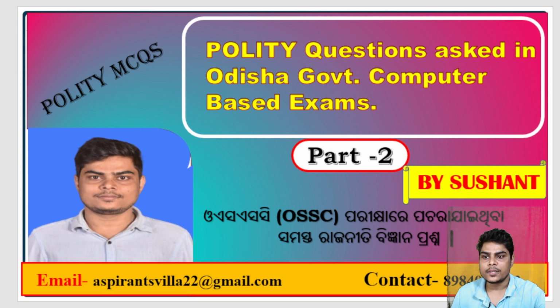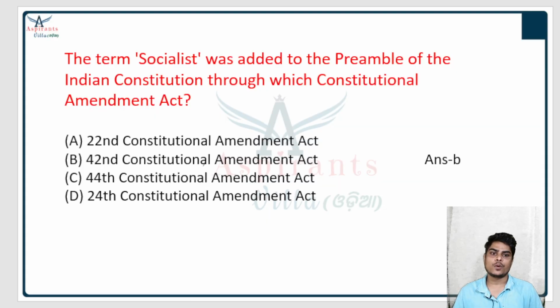Move on to the first question. The term socialist was added to the preamble of the Indian Constitution through which constitutional amendment act? The right answer is 42nd Constitutional Amendment Act, 1976. Three new words were added in the 42nd Constitutional Amendment Act: socialist, secular and integrity. Fundamental duty was also added by the 42nd Constitutional Amendment Act.